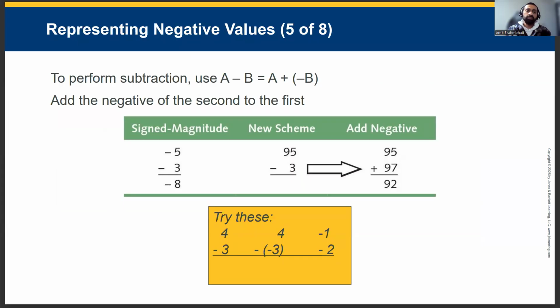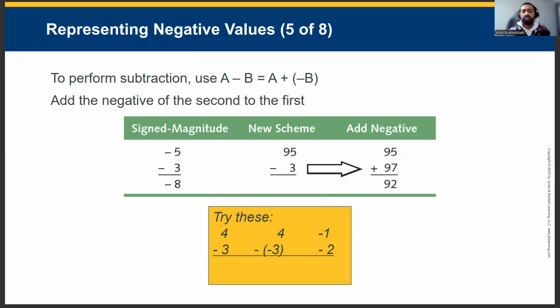Subtraction. This slide shows how subtraction can be performed using addition by applying the rule a minus b equals a plus negative b. In complement-based representation, computing the negative of a number is straightforward and well-defined. This makes subtraction no more complex than addition.